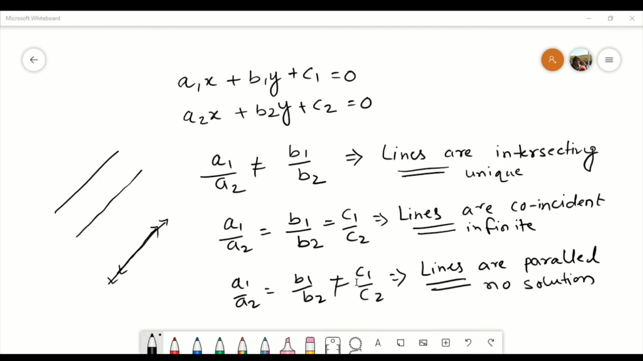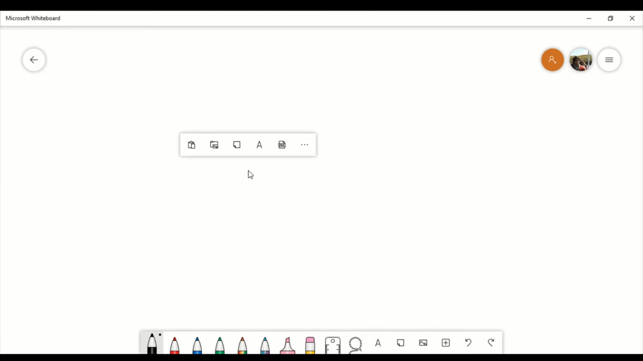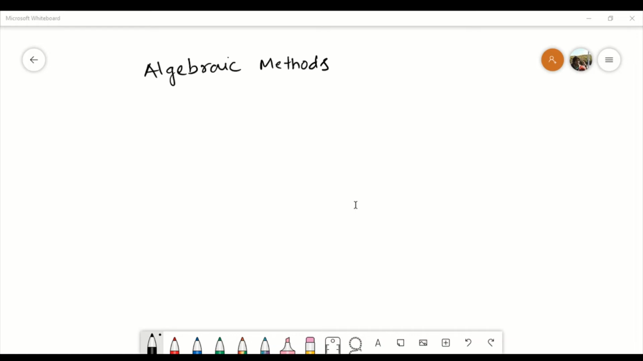So now we'll see the algebraic method. There are 2-3 methods that we'll see today, which can be used to solve this problem. So the first method that we are going to discuss is called the substitution method.